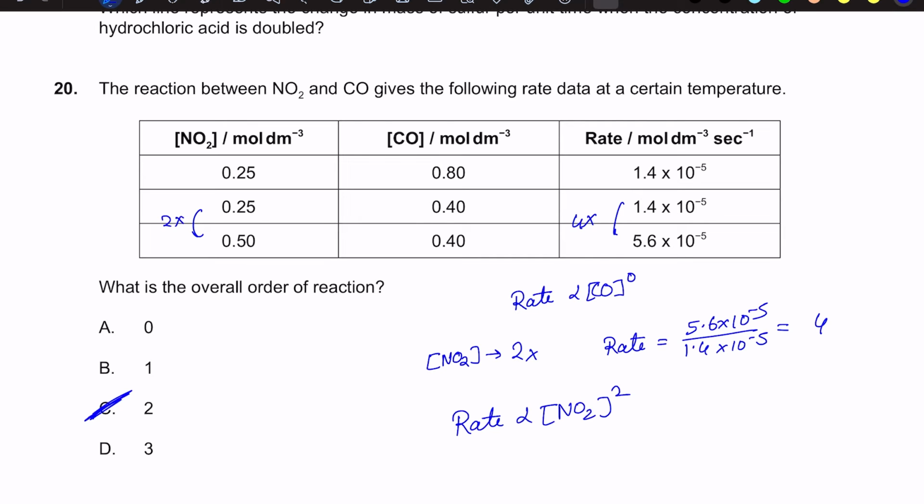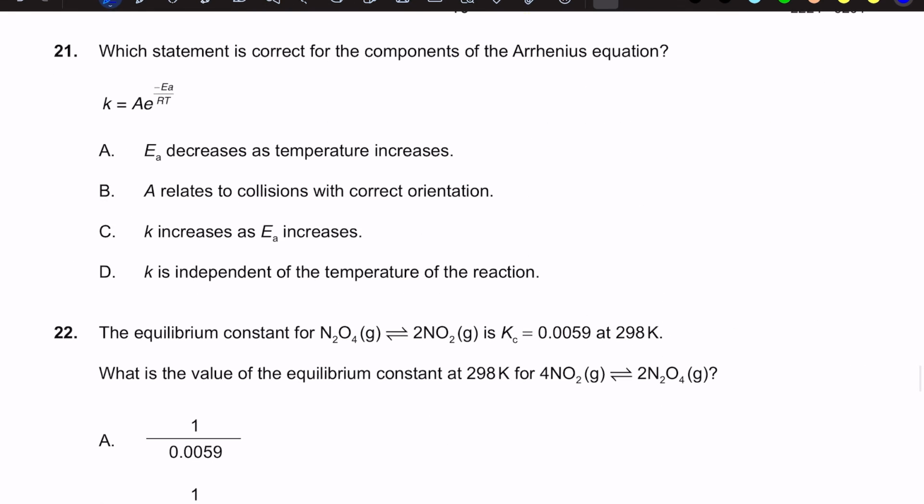Now let's move on to the next question. Which statement is correct for the components of the Arrhenius equation? EA decreases as temperature increases. This is wrong. Activation energy is independent of the temperature. It's only dependent on your catalyst. If you're using a catalyst, activation energy will be lowered. If you're not, activation energy will be high. Second, A relates to the collision with correct orientation. This is right, because A is also called the collision coefficient.